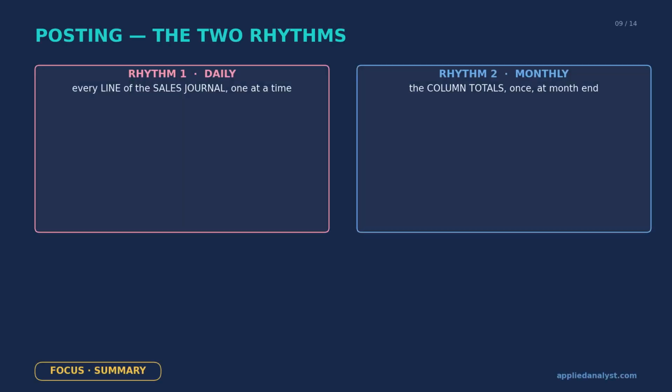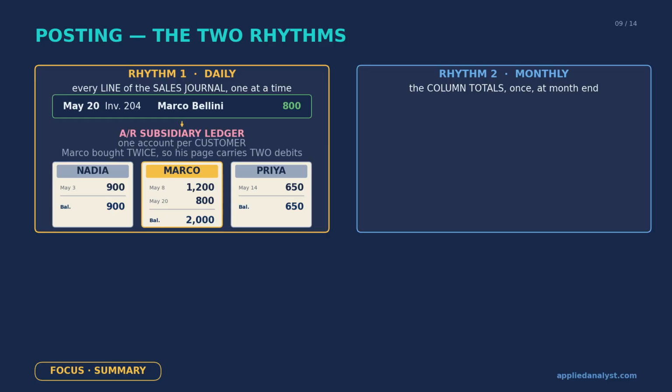Posting happens in 2 rhythms, and mixing them up is the most common mistake in this chapter, one at a time. Rhythm 1. Daily. Each line of the sales journal is posted straight to that customer's own page in the accounts receivable subsidiary ledger, and every customer has one. Watch Marco. He bought twice in May, so his page carries 2 debits, $1,200 and $800, and underneath them, his balance, $2,000. Nadia has one line, $900. Priya has one, $650. That is daily, and it touches the subsidiary ledger only.